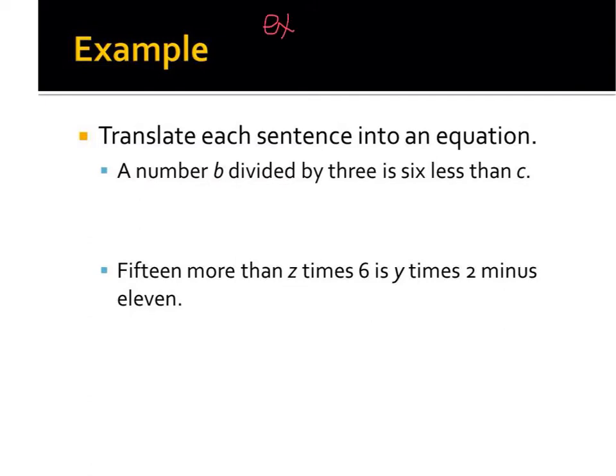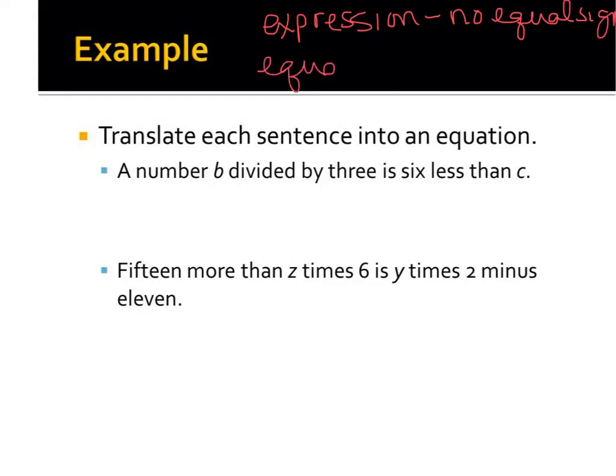So if you have an expression, there's no equal sign. You can still simplify those, but if you have an equation, you have an equal sign. So these are all going to be equations, and I know they're going to be equations because right here it says translate each sentence into an equation. So these are all going to have equal signs.